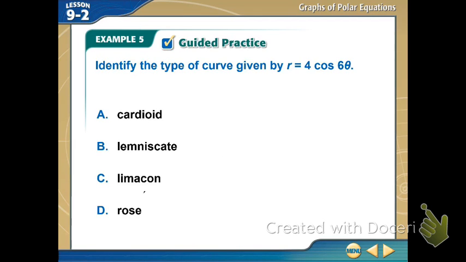All right, last example. Identify the type of curve given by r equals 4 cosine 6 theta. The dead giveaway here should be that you have a coefficient for theta, and that's going to immediately indicate that this is, in fact, a rose.